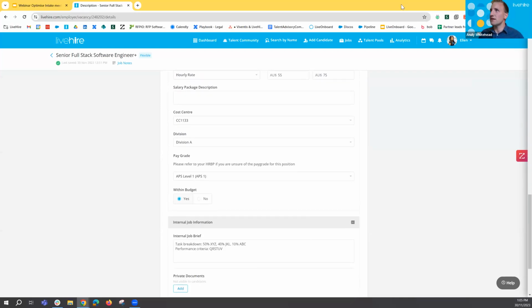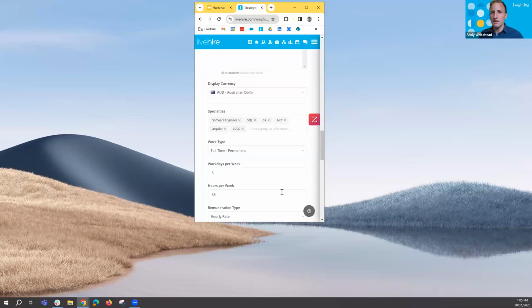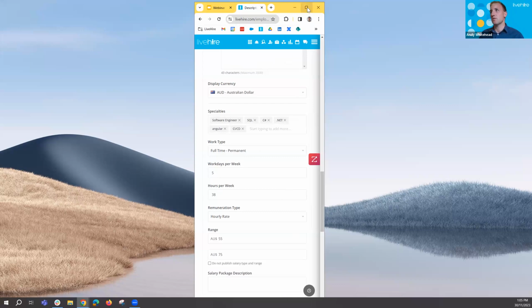And this is a fully mobile optimized form as well. So you won't find drop downs, etc., that can't be used on mobile phones. So your hiring managers are able to get on there and use the platform pretty efficiently as well.